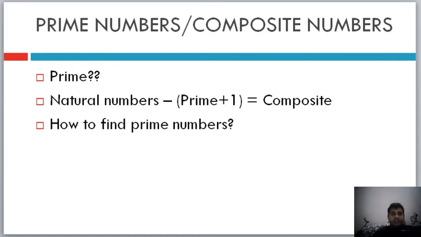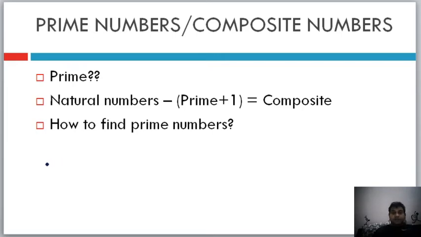So basically, if any number is not prime and if that number is not 1, then that number is composite. Simple. ऐसे समझना. अब ये कि prime number क्या है?